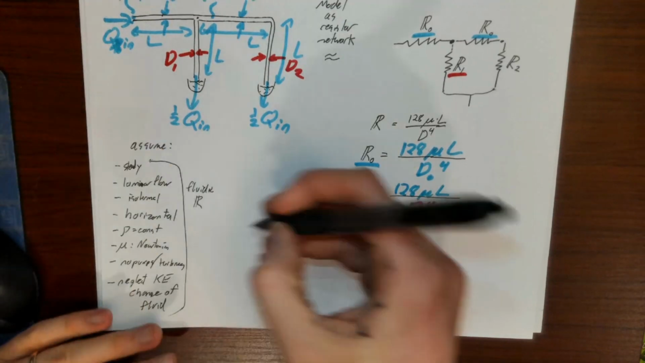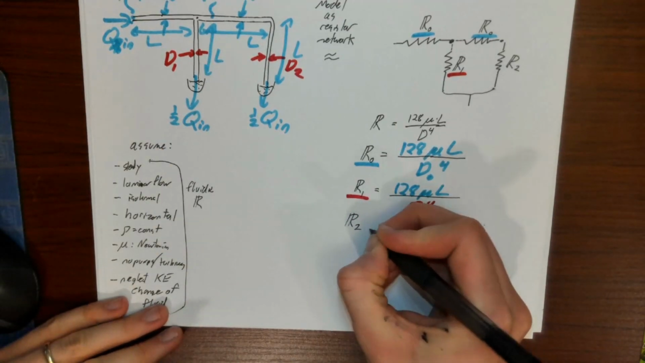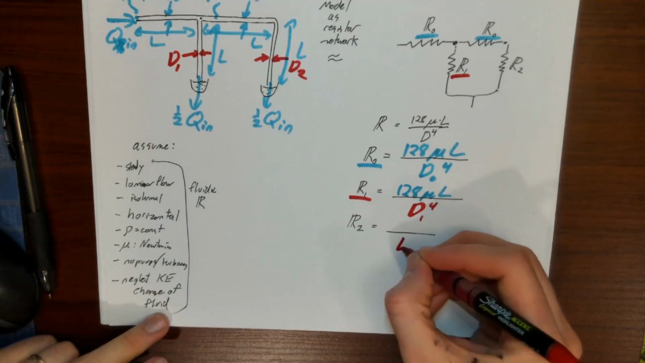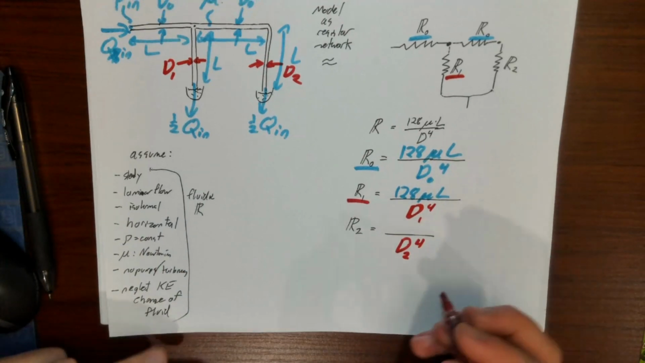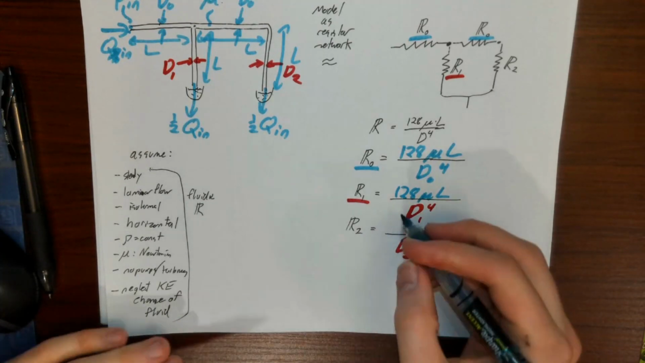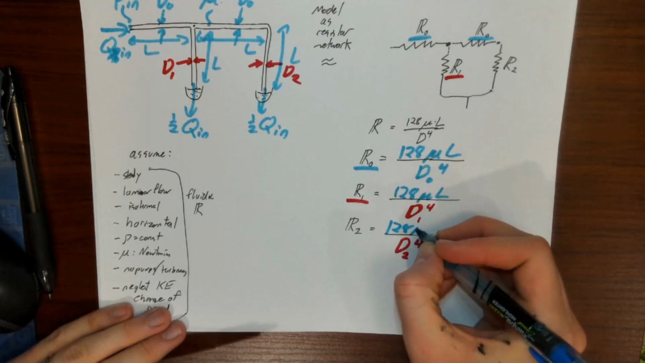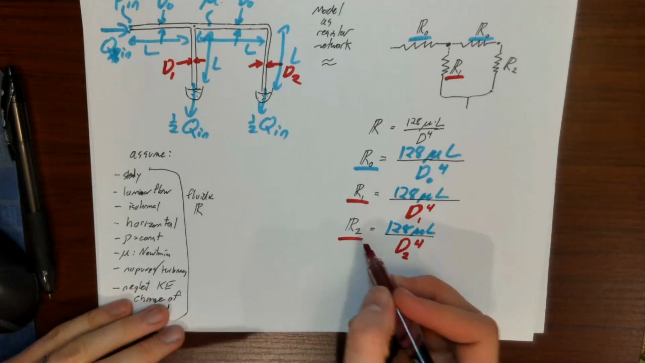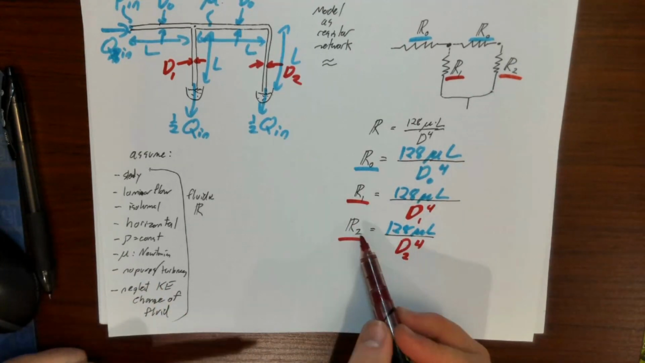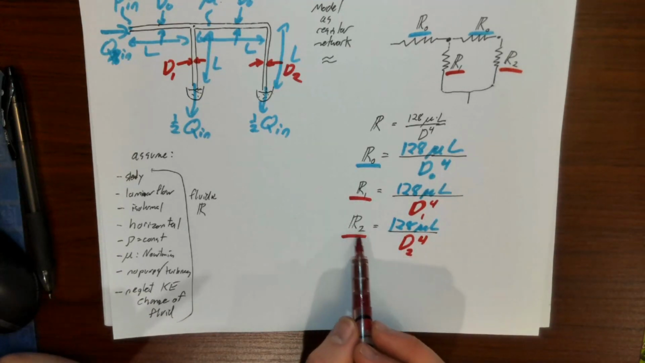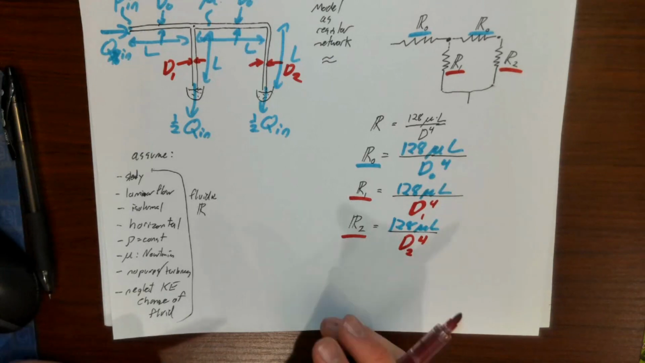Similarly, R2 is related to D2 to the fourth in the denominator here, and 128 mu L over the top. So what does this mean? R2 is basically also an unknown because D2 is unknown. So we have this R2 D2 phenomenon going on.